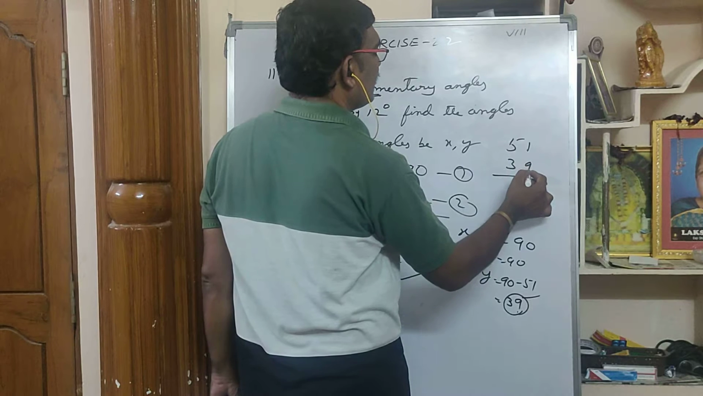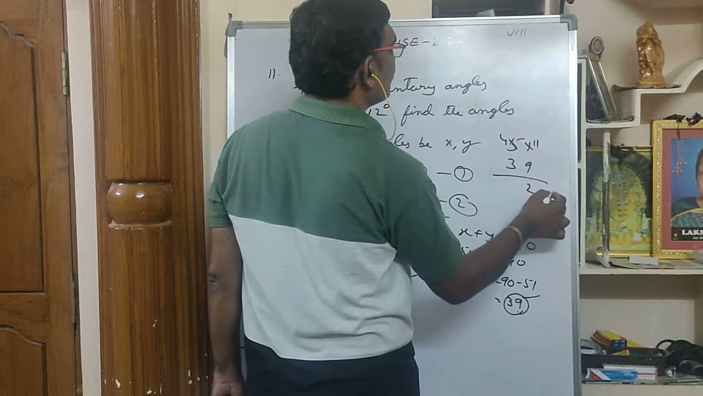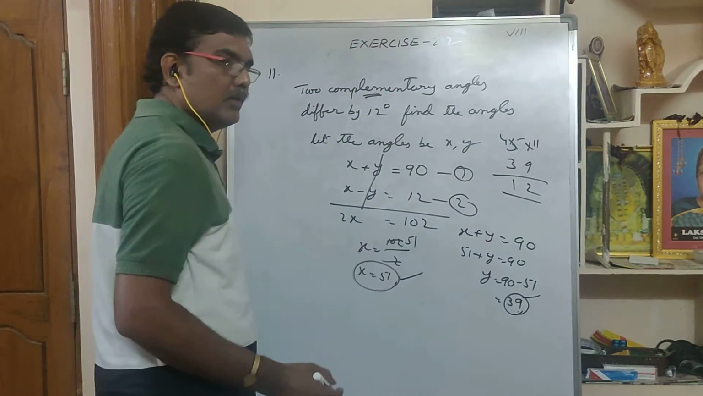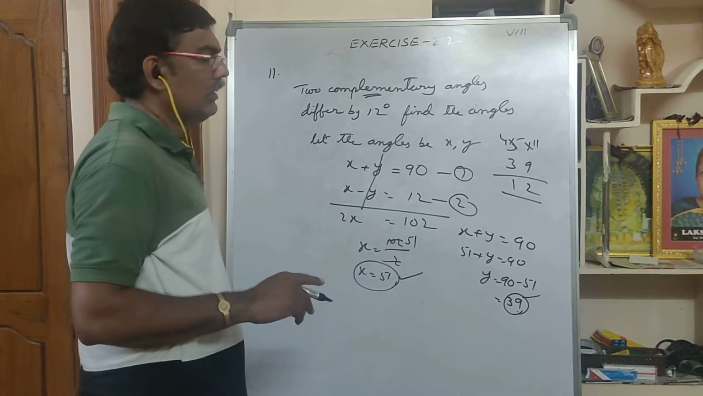From 1, you can't subtract 9, you should borrow, so it becomes 11. 11 minus 9 is 2, 4 minus 3 is 1. So the difference is 12. The difference is 12, the sum is 90. So we got the answer.